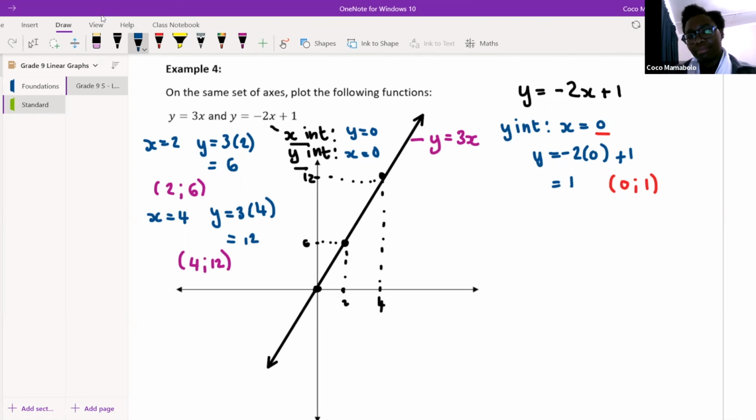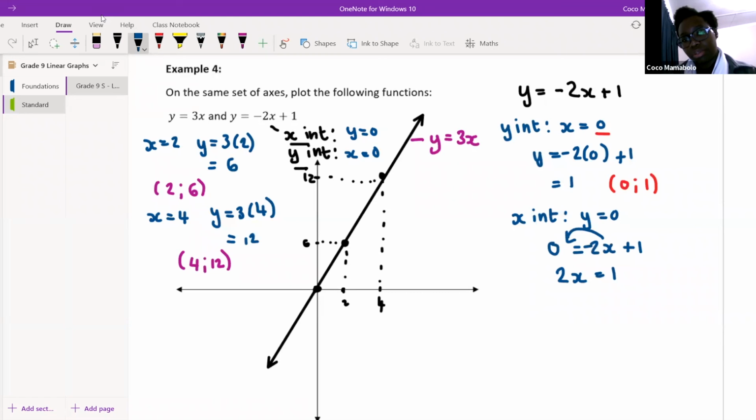Okay, the x-intercept. Good. And then what do I need to do with my x-intercept? You're going to say negative 2x plus 1, and then we must put the 2x on the other side. It's going to make it a positive, and then 2x equals 1. And then what do I need to do? Then we're going to divide both sides by 2. Good. So divide by 2, divide by 2. So my x is going to equal to? A positive half. Half.